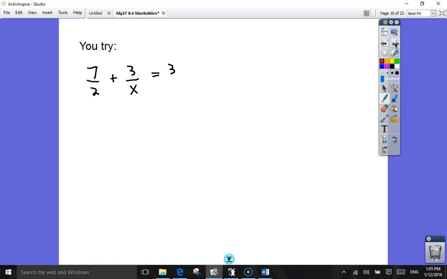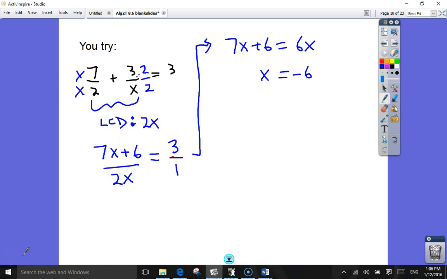Okay. So try to do the same thing with that. And what did you get? Right, so the LCD between these two was 2x. So you multiply this one by x over x, this one by 2 over 2. Now I've got, in the numerator, 7x plus 6, in the denominator, 2x. If you need to, put a 1 underneath the 3 so you can cross multiply, and then you solve that.